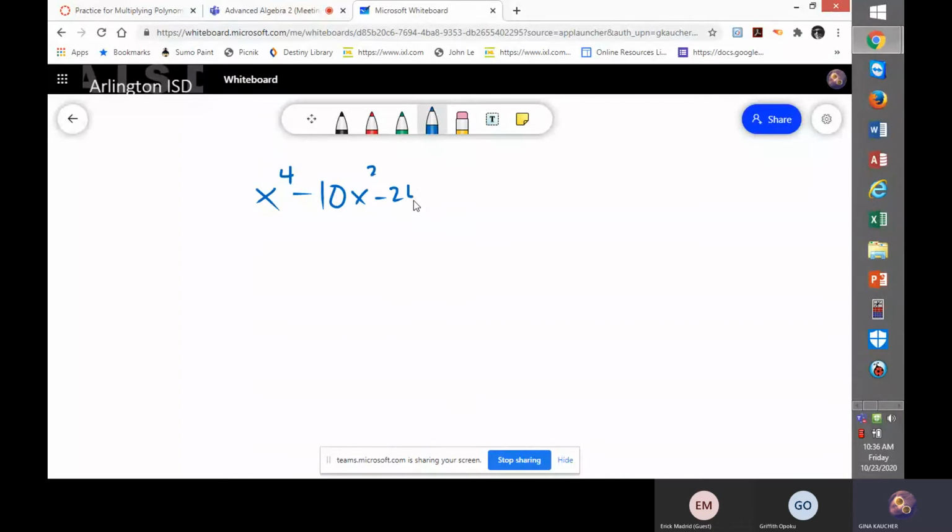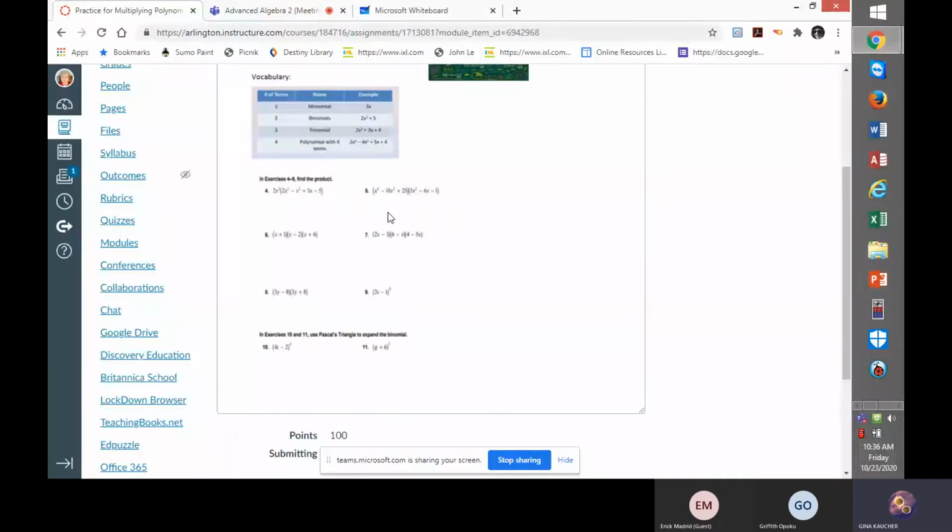And we're going to take that times another trinomial. And we're going to do two different methods. We're going to do the method that Mr. Aguinagua or something like that taught you with the chart thing. And this is 3x squared minus 6x minus 1.